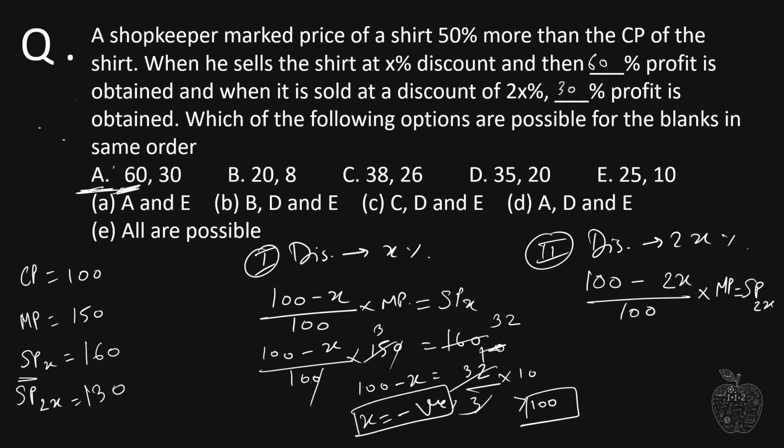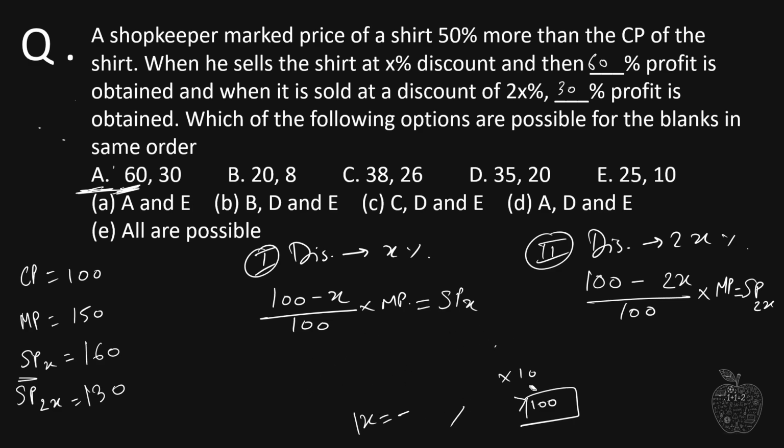X cannot be negative because we are talking about discount, and the discount value cannot be negative. The discount is only possible when the selling price is less than the mark price. Only then is the discount possible, and when we get discount as negative, that doesn't make any sense. So that means option A is wrong. Option A is not possible.